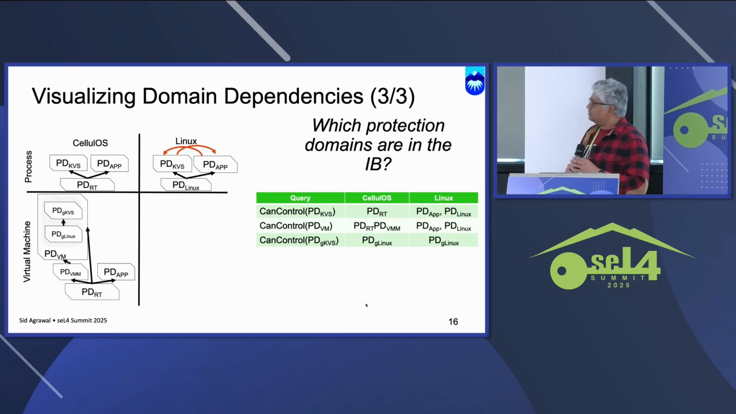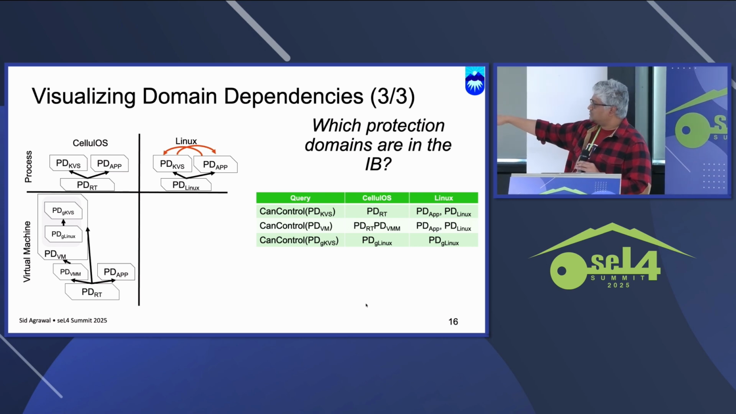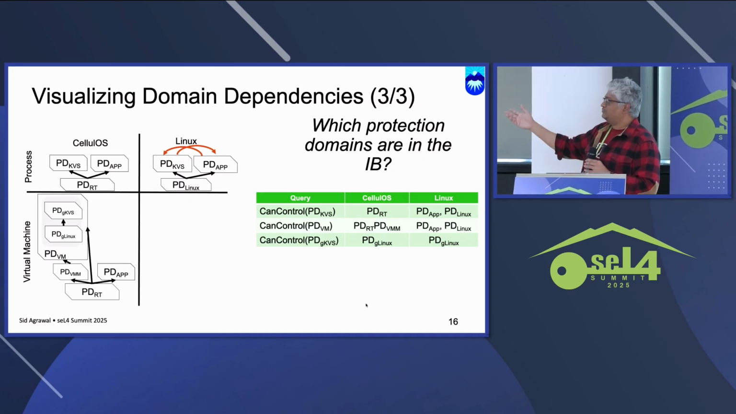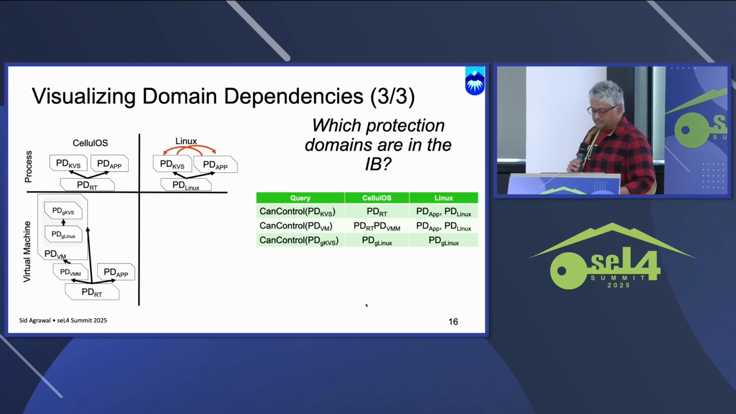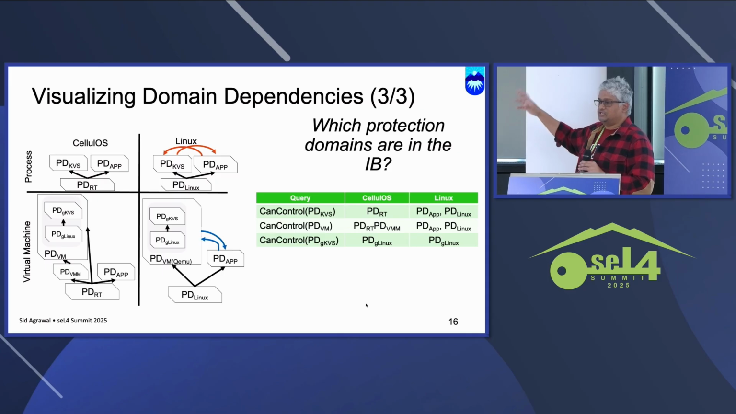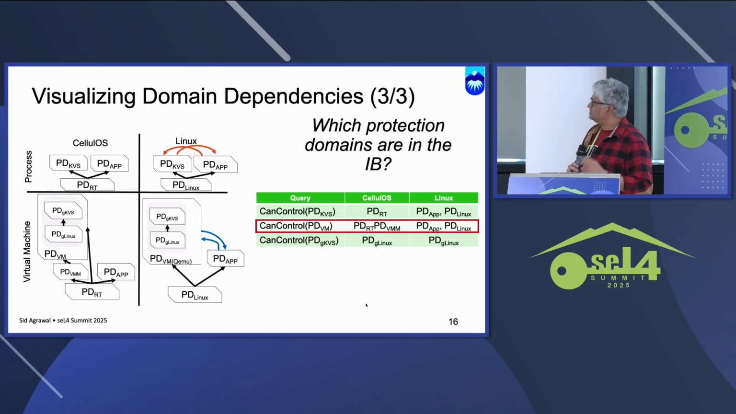Similarly, if I'm talking about virtual machine deployment, so I have a VMM, an application, a root task, and a PDVM, which is the entire virtual machine. Again, the same thing. The application cannot kill the PDVM, but on Linux, if you're running as the same user, the VM is just QEMU, it can kill, and vice versa. So again, this will show up as a difference in the queries.